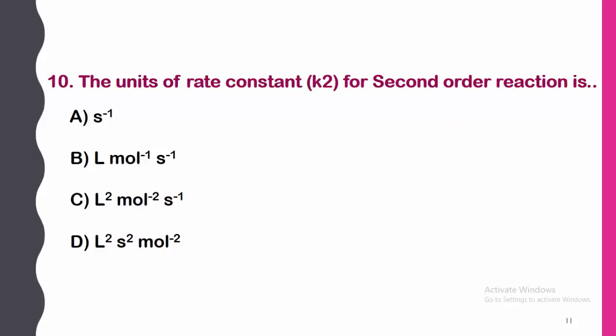What is A? A is the initial concentration. But here X upon A minus X, both are concentrations, so they get cancelled. What is remaining? 1 upon A T is remaining, so the concentration remains in the denominator. Concentration is written in mole per liter. If it is taken to the numerator, it becomes liter per mole per second. So option B is the right answer for the unit of the rate constant for a second order reaction, that is liter per mole per second.